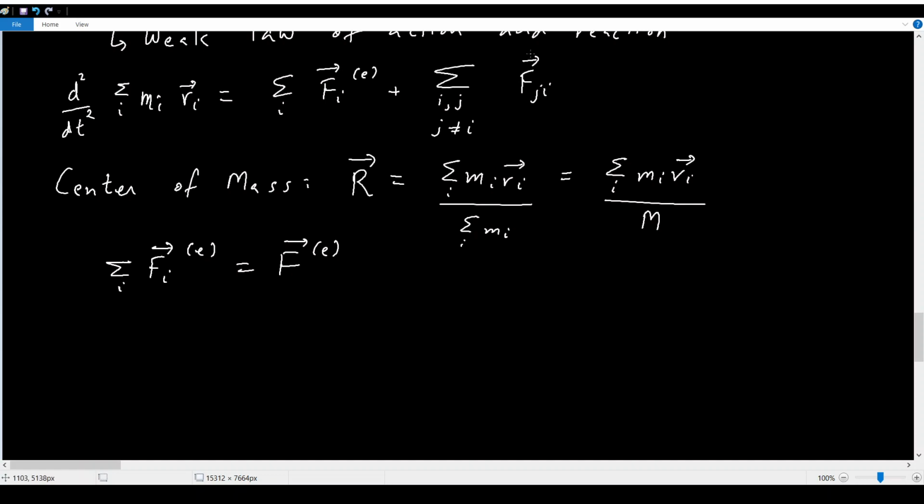And now I'm going to look at the second quantity, and let me just write it here: the sum over i, j, where j does not equal i.